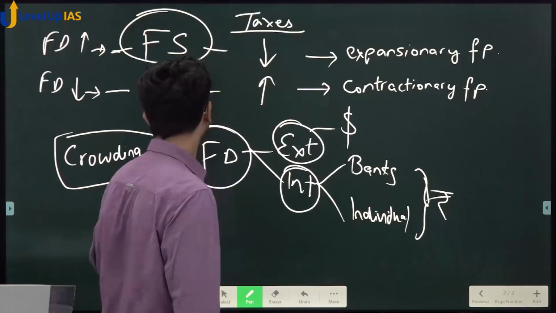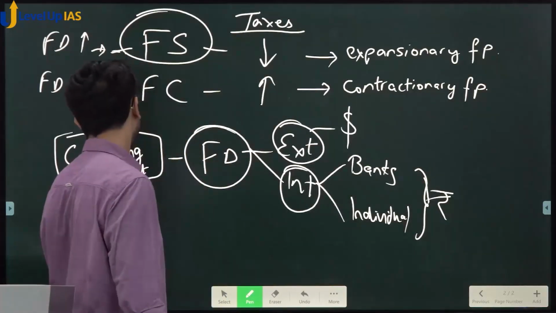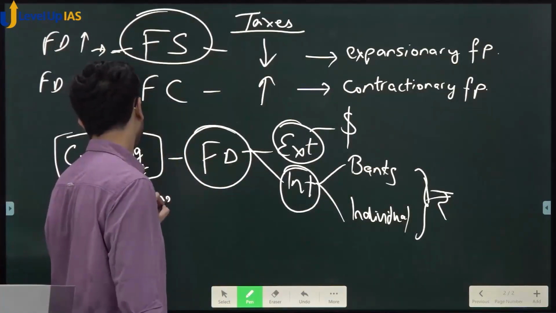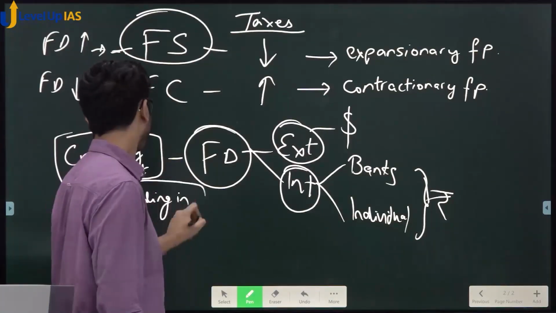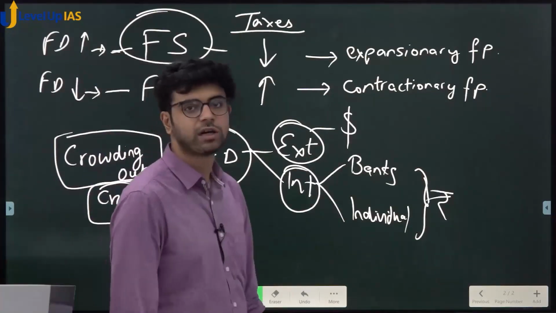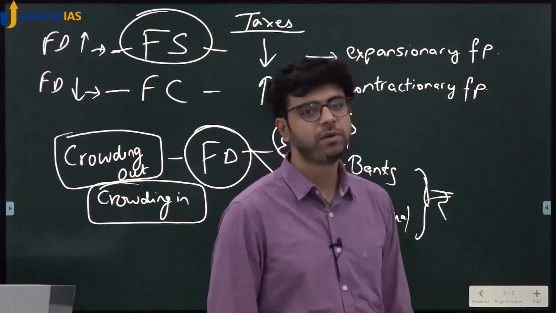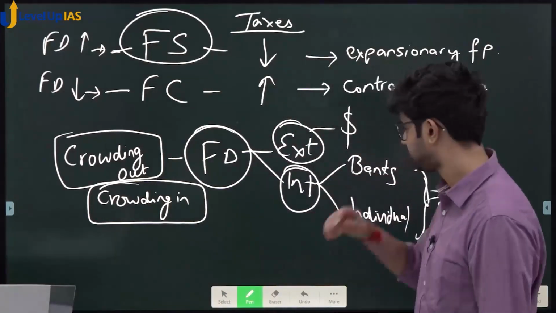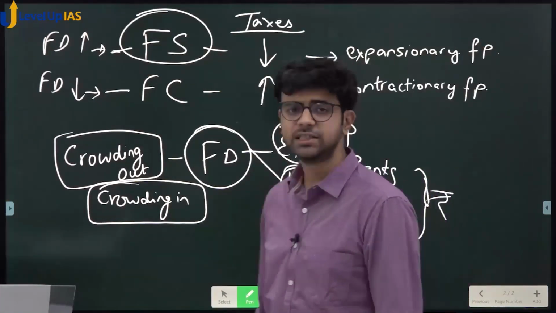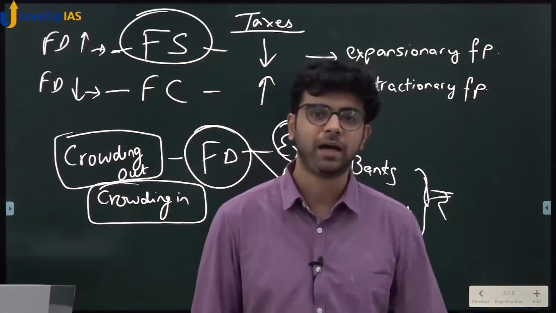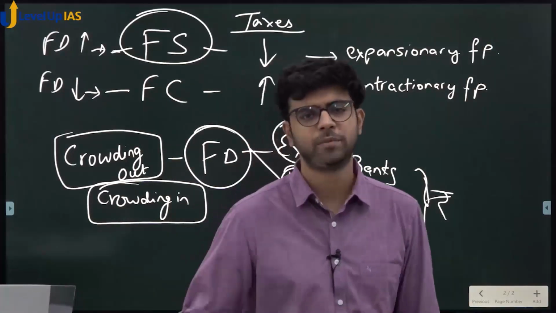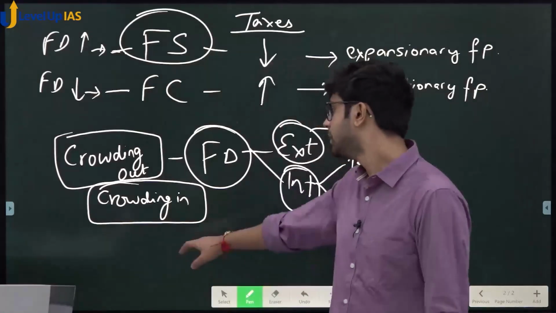We also saw an opposite phenomenon called crowding in. What do we mean by crowding in? We mean the positive actions taken by the government which have positive multiplier effects. Construction of a bridge will provide employment to thousands of people. All of that comes under crowding in.